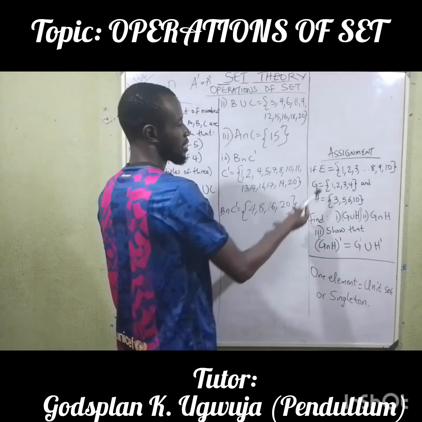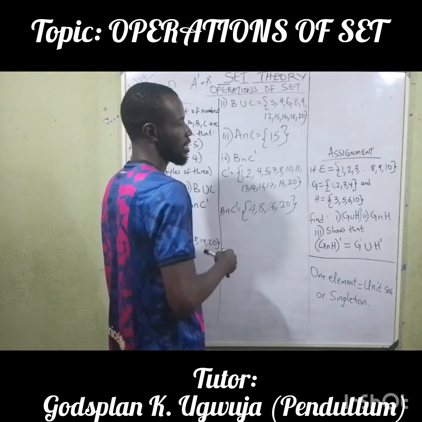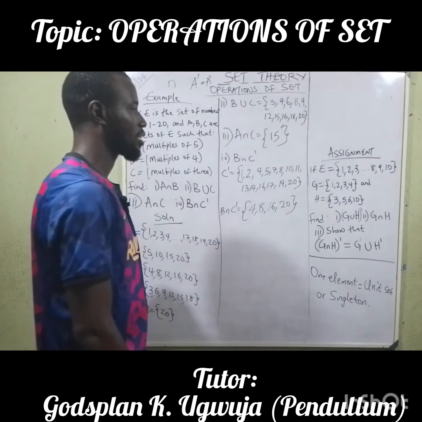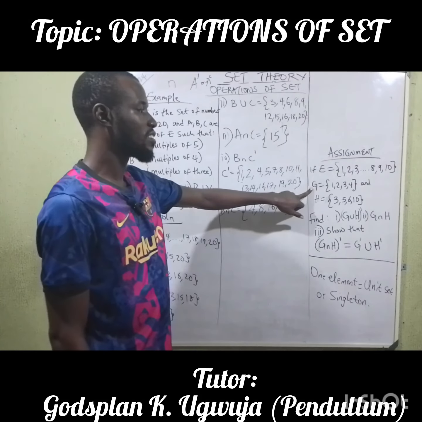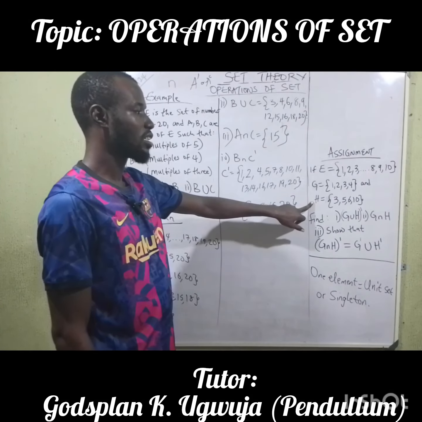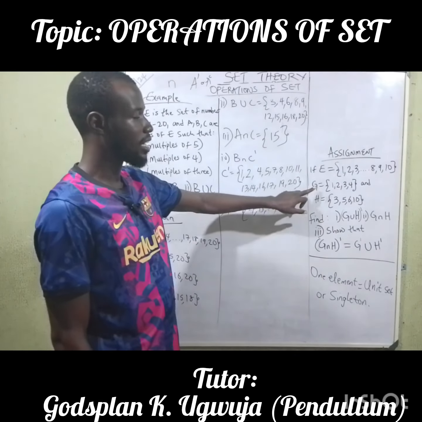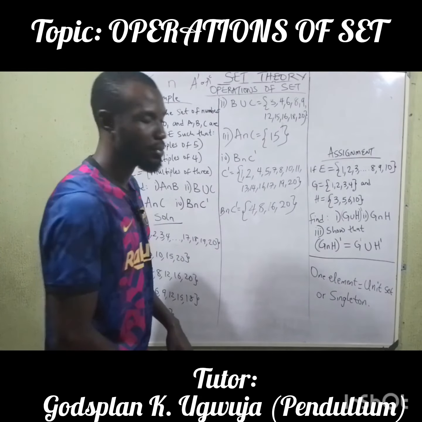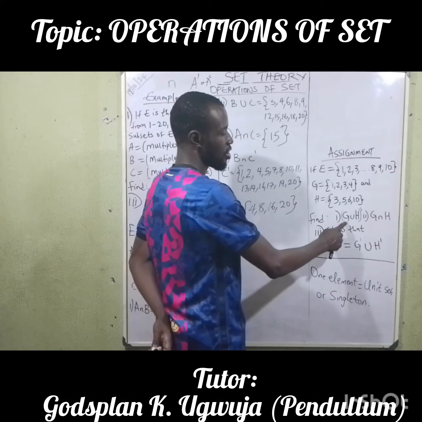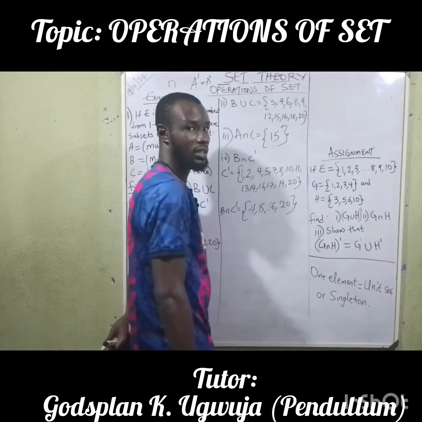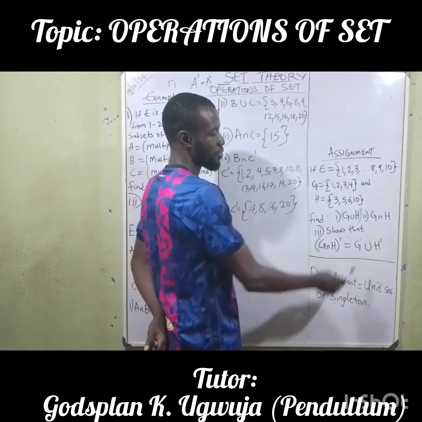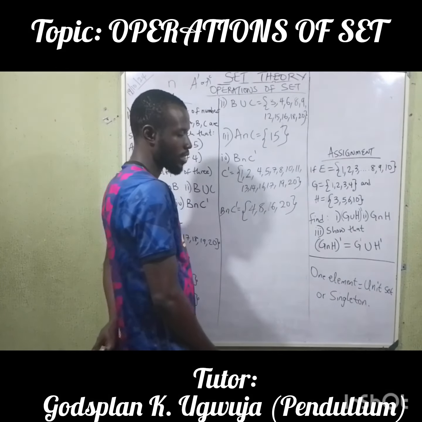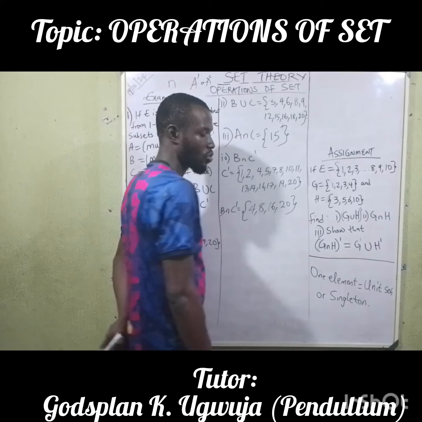You are told that E, the universal set, are all the numbers from 1 to 10. Alright, 1 to 10. And you're given that G is this and H is this. G contains this element and set H contains this element. So find G union H prime, or G union H complement. That's the first thing you have to find. Then find G intersection H, and then show that this is equals to this.